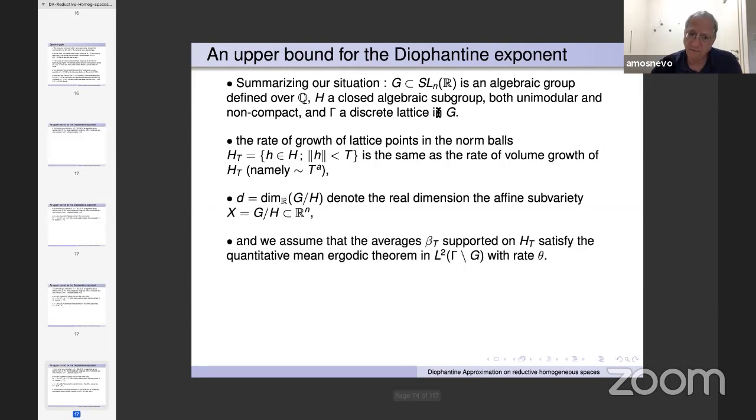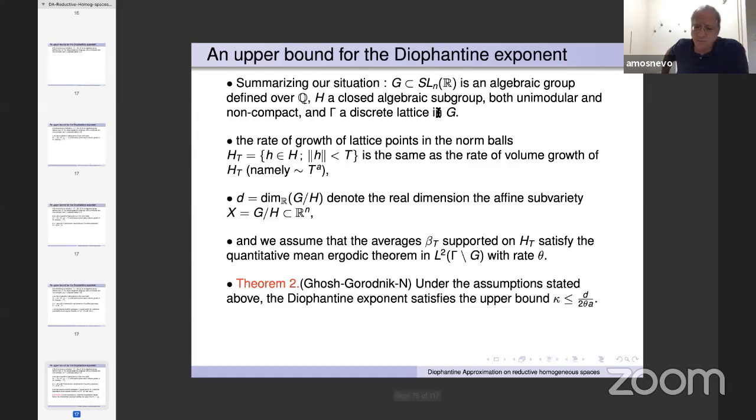We assume that the averages supported on H_T satisfy the quantitative mean ergodic theorem in G mod gamma with rate theta. This, of course, implies that H is a non-amenable group, and certainly G is a non-amenable group. Just in case you were wondering about this, we say nothing in this theorem about abelian groups or unipotent groups or anything like that. And now we have the following result.